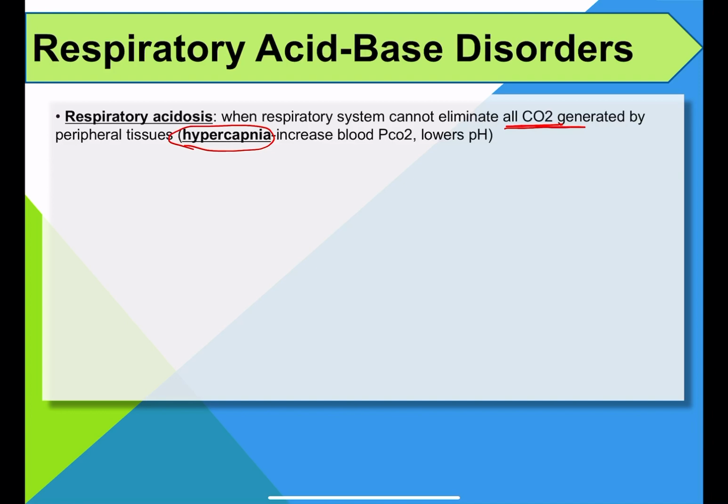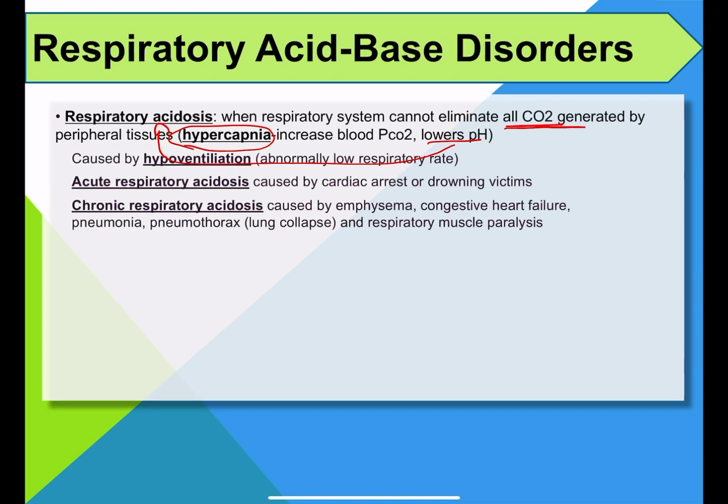Hypercapnia means your blood's amount of carbon dioxide has increased, which then lowers your body's pH. So that's why it's called respiratory acidosis, and this can be caused by hypoventilation, as we have talked about. Okay, hypoventilation, which means an abnormally low respiratory rate. All that CO2 is going to accumulate in the body, in the lungs, and hence lowers your pH.